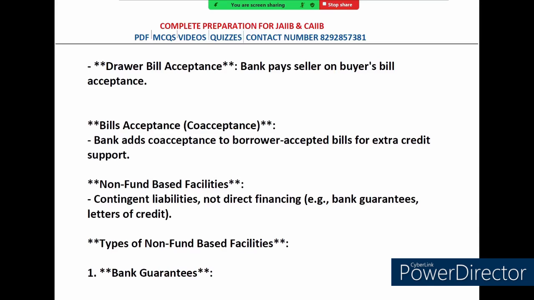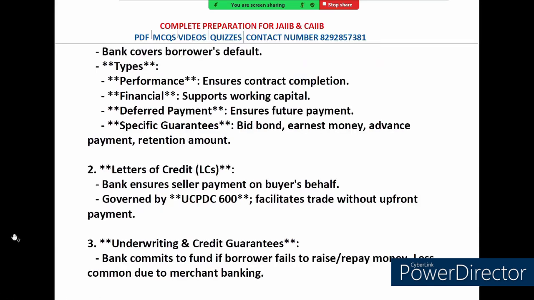If we talk about types of non-fund based guarantee, the first type is bank guarantee. So bank guarantee is the bank's promise to cover the borrower's default, and performance guarantee ensures that a contract will be completed. Financial guarantee supports working capital needs. Deferred payment guarantee guarantees future payment. A specific guarantee includes bid bond, earnest money, advance payment and retention amount.